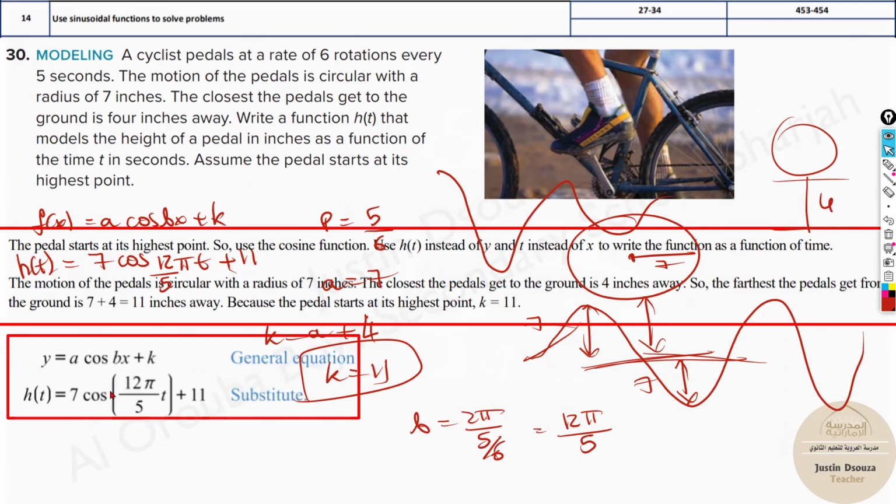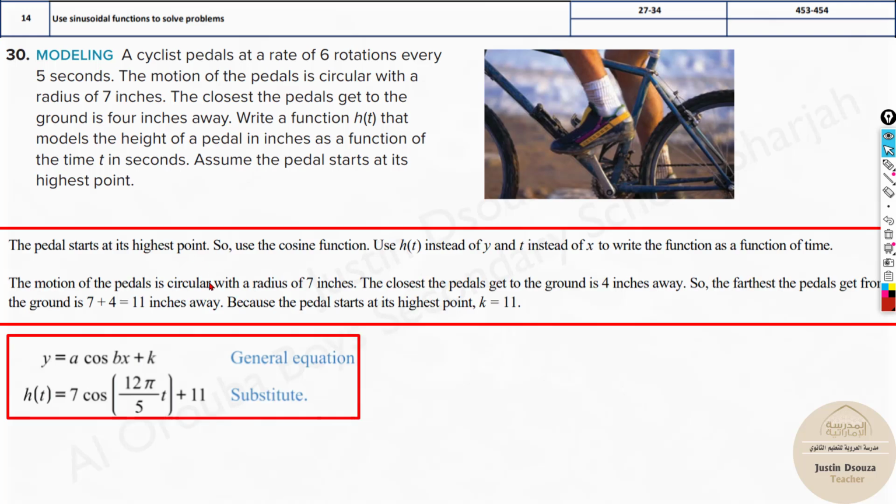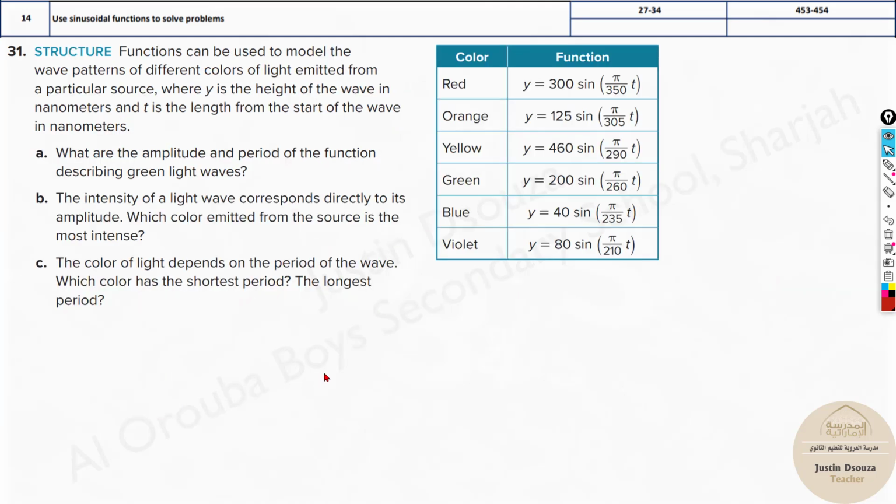Where is the answer? Here. 7 cosine 12 pi by 5 t plus 11. Now there are different ways to do it. Over here they have done the same thing. Found the period, then you can find the b value, find the middle k value, amplitude, and substitute.